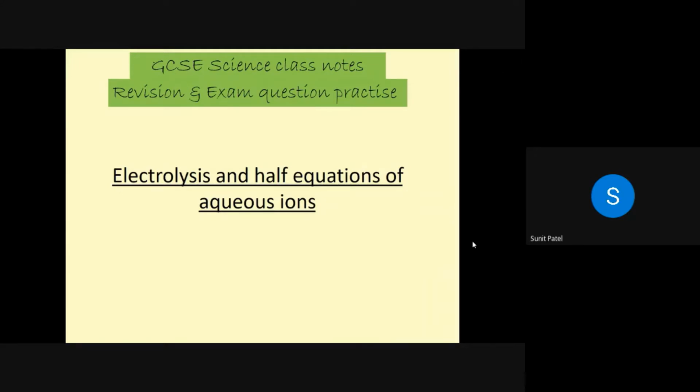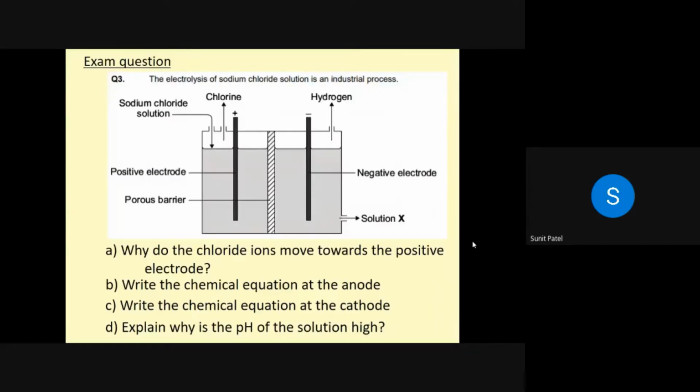Now there's two types of electrolysis that happen. Aqueous ions is the one we're looking at here, where we have ions which are dissolved in water in solution, as opposed to the molten state. So it's the aqueous ones here that we're looking at. So let's begin. Here's a typical question.